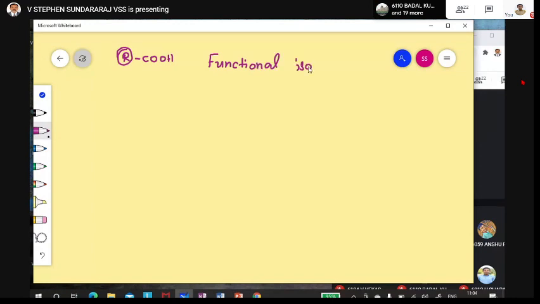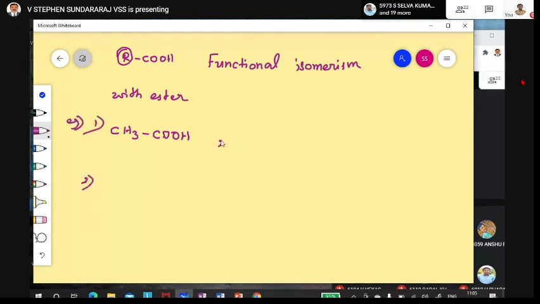Now next, with whom? That is with ester. With ester they will have functional isomerism. We take this example, CH3COOH. Can anyone tell me the functional isomer of this? This is example number one. Example number two: one example will have a minimum of two structures, because same molecular formula, different structure due to different functional group. Can anyone tell me the name of the ester which is a functional isomer? It is HCOOCH3, right?